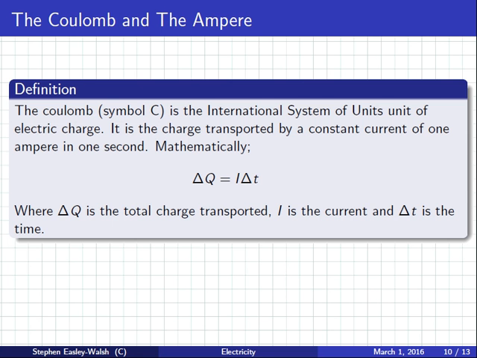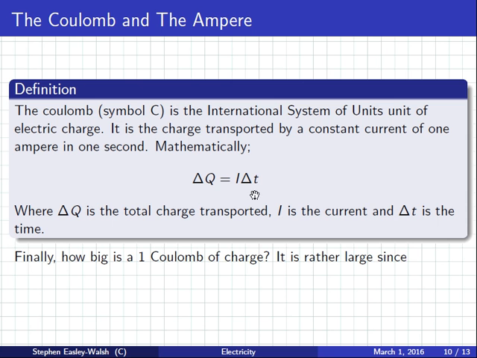Continue? Yep. So, finally, how big is 1 Coulomb of charge? It's actually pretty big. If you have a Coulomb of charge, that is actually a lot of charge. And to help you see that, you should note that 1 electron has a charge of only minus 1.6 times 10 to the minus 19 coulombs. So that means 1 coulomb is a lot of charged particles.